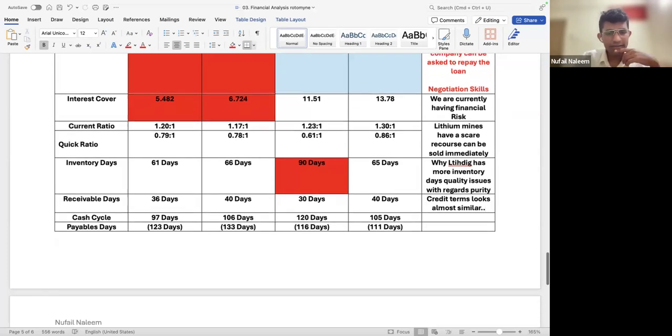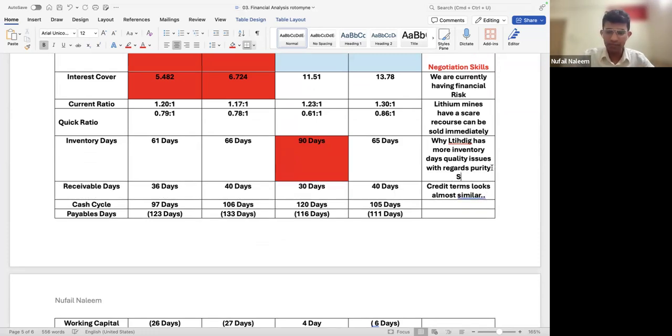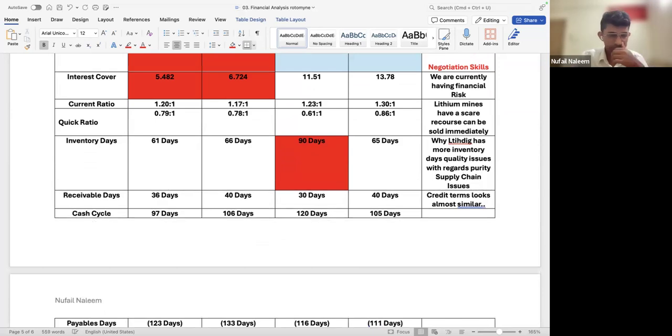But I think our competitors are only having a risk because of more inventory days. And I think there is an issue with their quality, internal process, logistical issues, supply chain issues. So can I write down here, students, supply chain issues? Because supply chain is another factor, no, students, that we have to consider. So supply chain issues also.